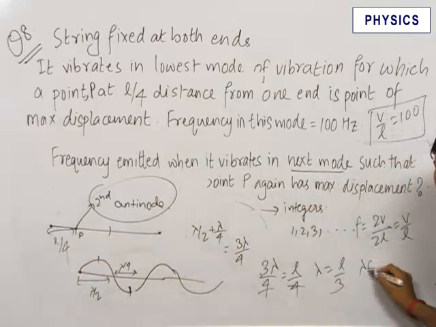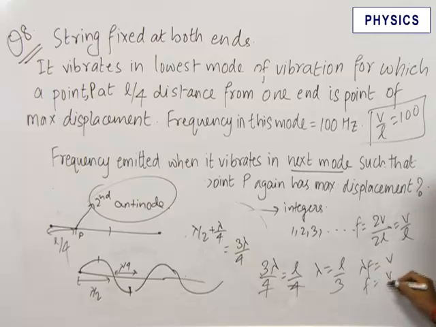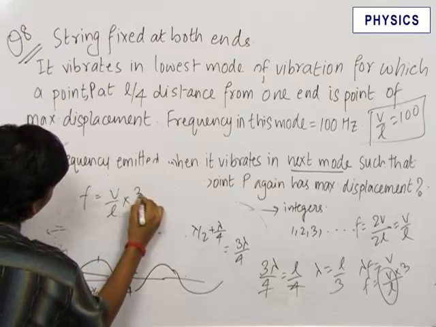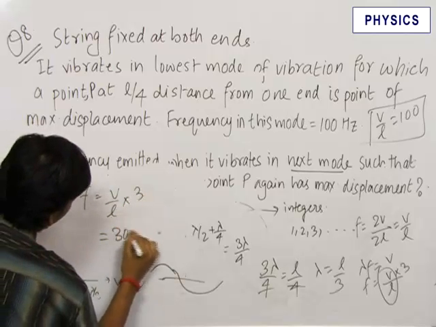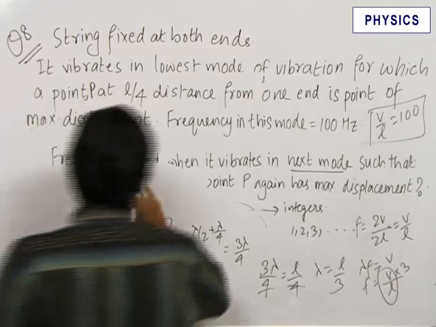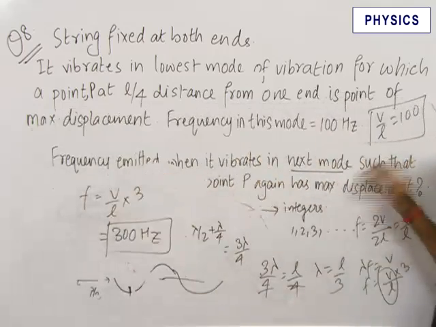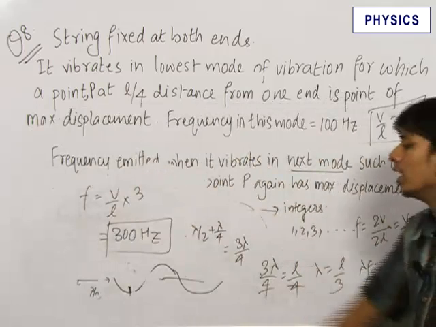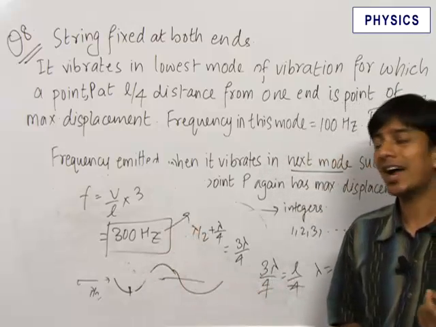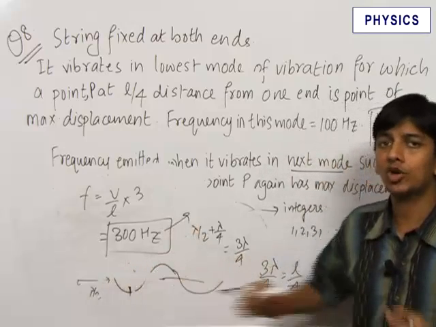We know that lambda f is equal to v. Therefore frequency is equal to v upon lambda, that is v upon L into 3. Now we know the value of v upon L as 100. Therefore the frequency comes out to be equal to 300 Hz. So the final answer for the frequency emitted when it vibrates in the next mode such that point P again has maximum displacement, or rather is again the antinode, comes out to be equal to 300 Hertz. So for solving this question, you just had to draw the diagrams properly and analyze them conceptually and slowly.